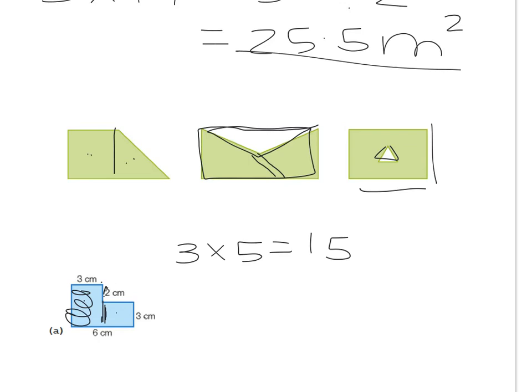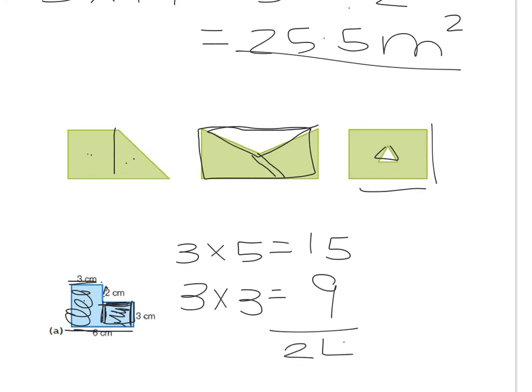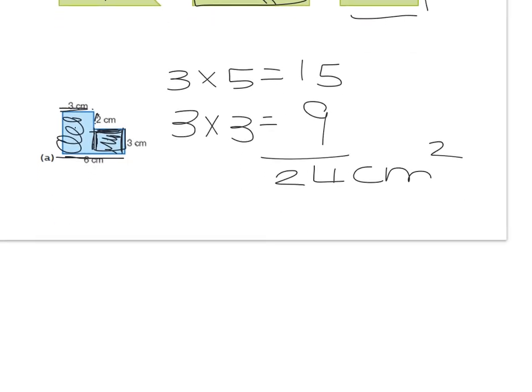Now we have to do this one. We know this whole line is 6 centimeters, okay? But what is this line here? Because we need to do this rectangle. Well, we can see there that that's 3. So if that's 3, then this will be 3, and so will that be 3. So 3 times 3 is 9. So we know that that area is 9. We add our 15 and 9 and we get 24 centimeters squared. Okay, let's see if we can do another one.